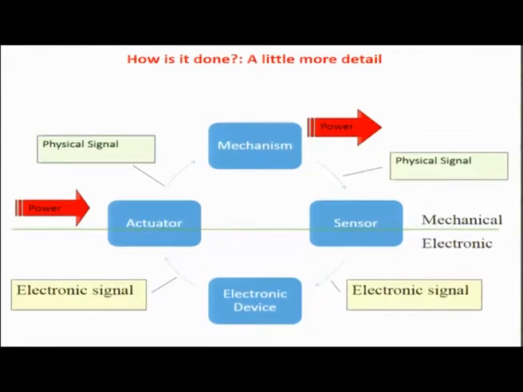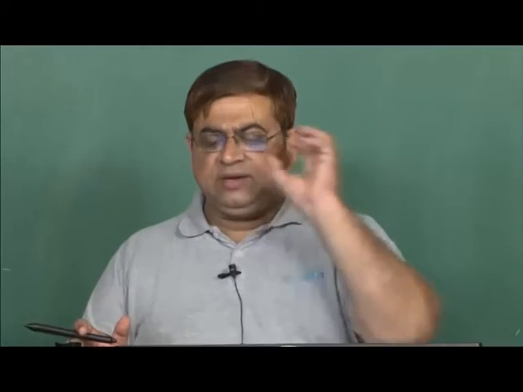When we look at the details, you have an actuator which is powered from an external source, and it generates a physical signal, and this physical signal is able to drive a mechanism which will give out the power of the system. So on one hand you have the mechanism delivering power, mostly mechanical power, and on the other hand you have the actuator delivering power inside, so that the mechanism can deliver power outside.